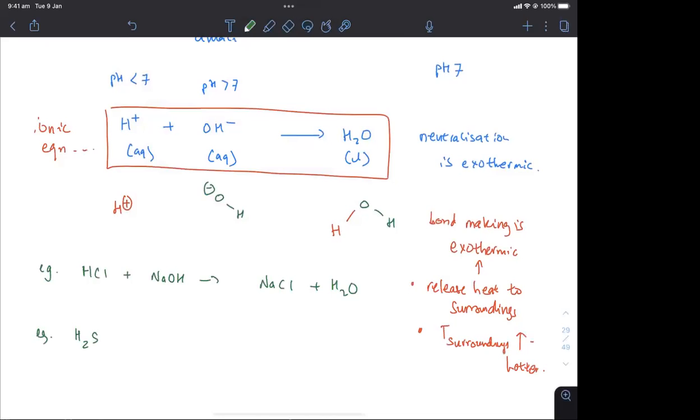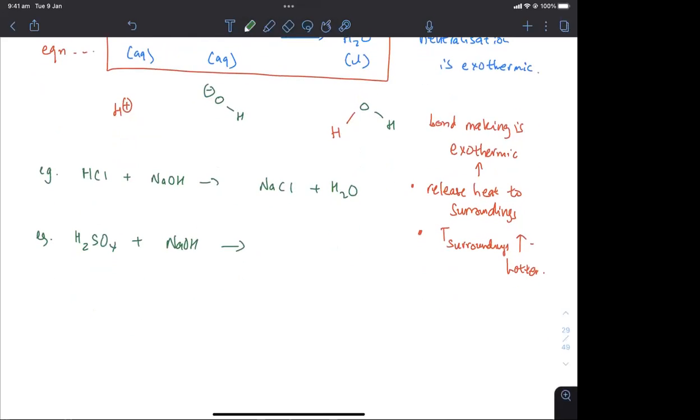Example, H2SO4 plus NaOH. What do you get here as your product? What do you think you get here as your product, Africa? What is your product? H2SO4 plus NaOH, Africa. So acid gives you salt. Salt is when the H plus gets replaced by another cation. So what do you get? NaSO4 plus H2O. You have made a mistake.